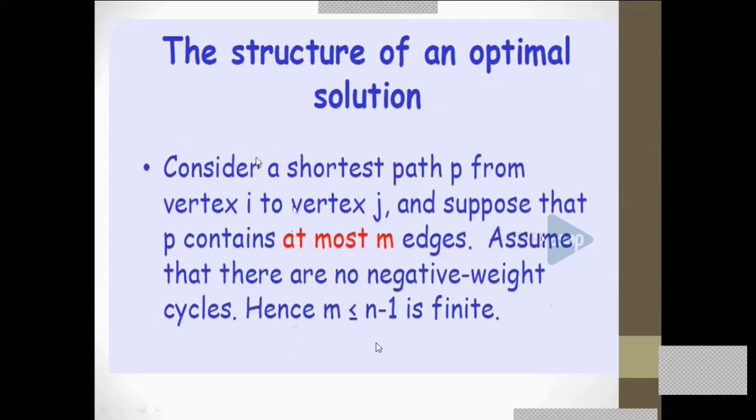And this is how we are going to formulate the structure of an all pair shortest path. The optimal solution for our problem, all pair shortest path: consider a shortest path, say P, from vertex I to vertex J. And suppose that this path P contains at most M edges. How many edges? At most M edges. Assume also, for simplicity, that there is no negative weight cycle.